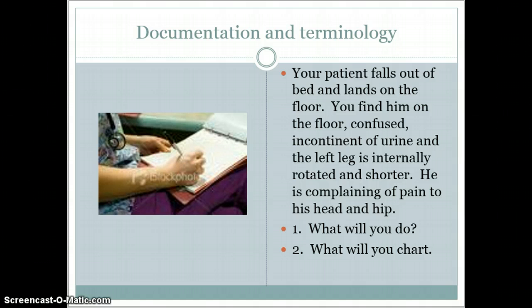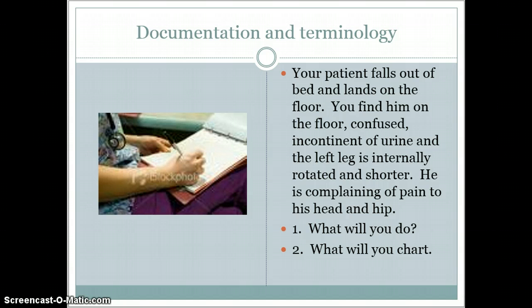Do they have bleeding from the head? Airway, breathing, circulation. They're breathing, they're talking to me, they're moaning in pain. I leave them on the floor because with that hip, it's probably broken. Rotated and shorter is usually an indication of a hip fracture. So I would want to get plenty of help.